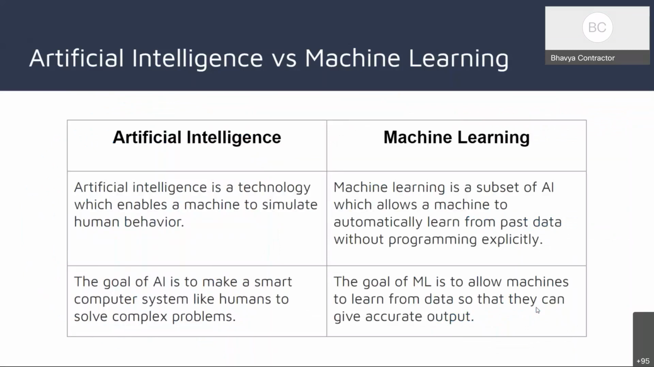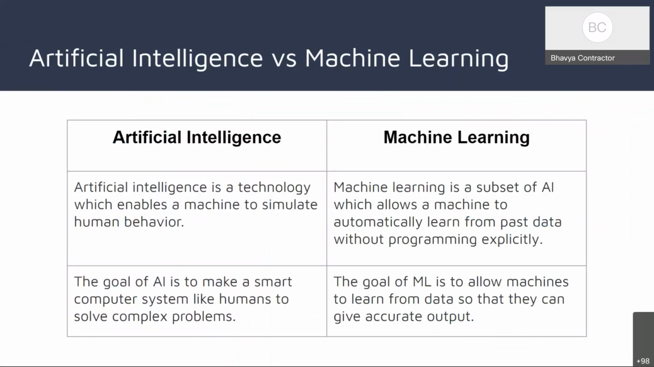Yeah, so here's the difference. Basically, artificial intelligence is a technology which enables a machine to simulate human behavior, that is, to think like humans and solve problems like humans without being programmed. On the other hand, machine learning is a subset of artificial intelligence which allows a machine to learn from the data without being programmed. So basically, in machine learning, it learns from the data.